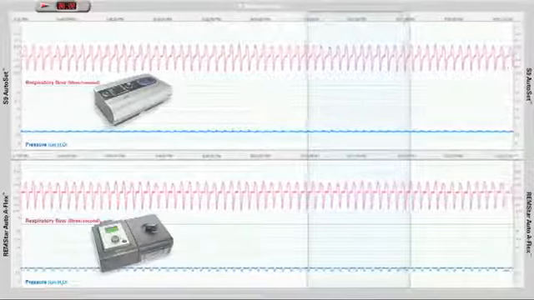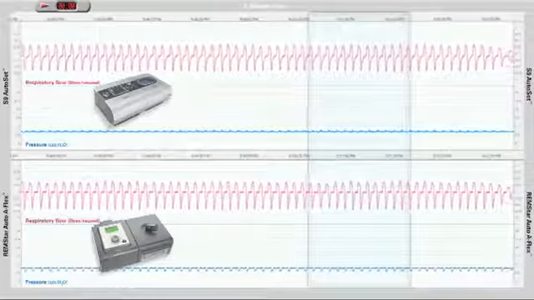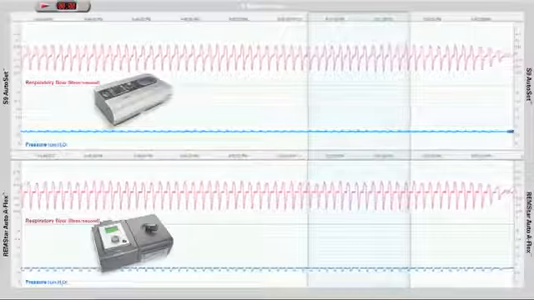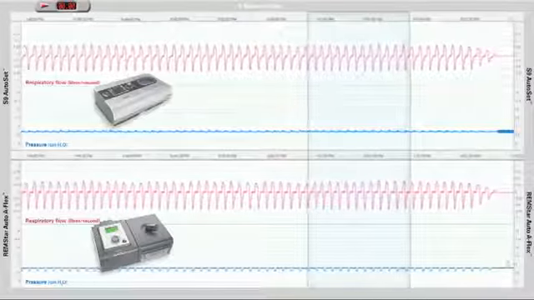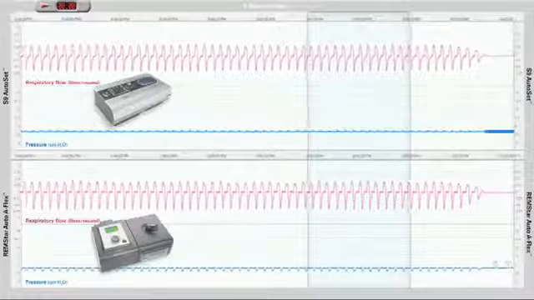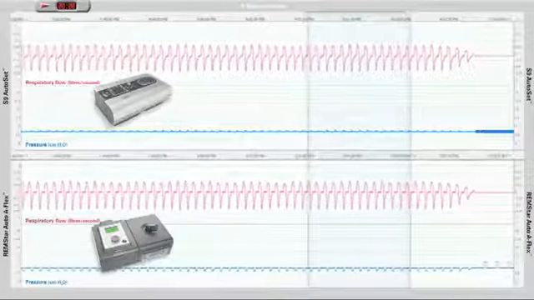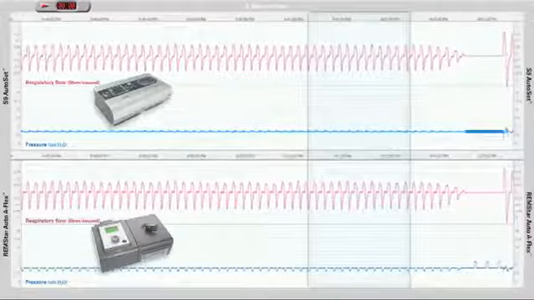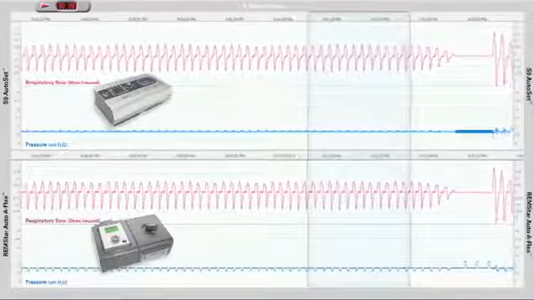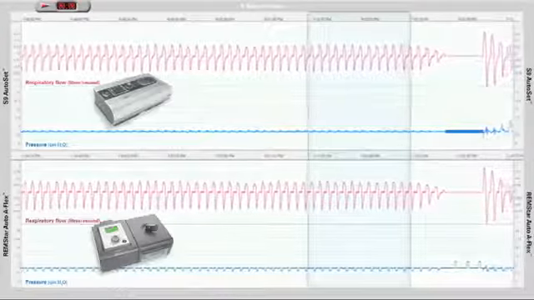Each device is set to its lowest minimum pressure, highest maximum pressure, and maximum comfort setting, which is 3 for both devices. The patient is considered effectively treated when the median pressure reaches approximately 8 centimeters of water.